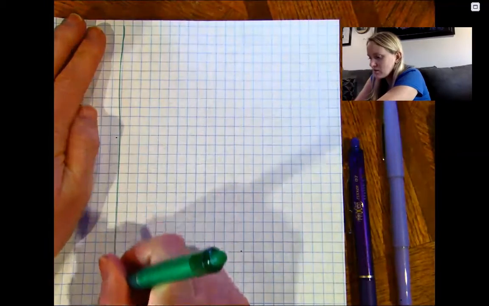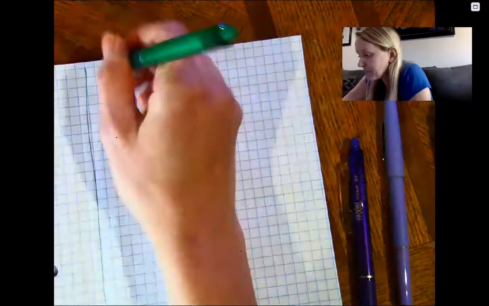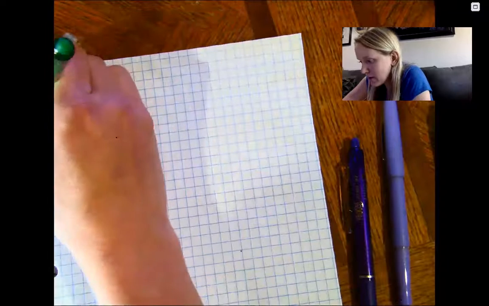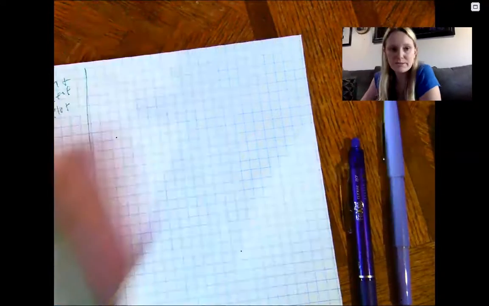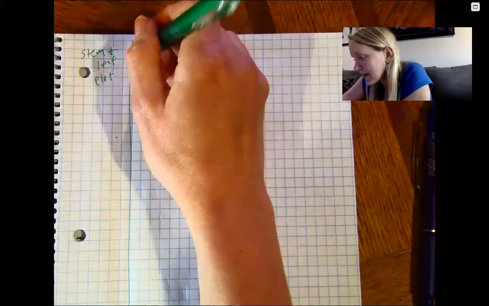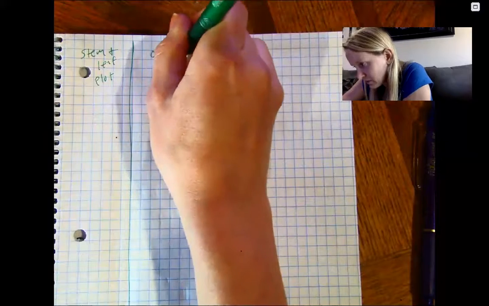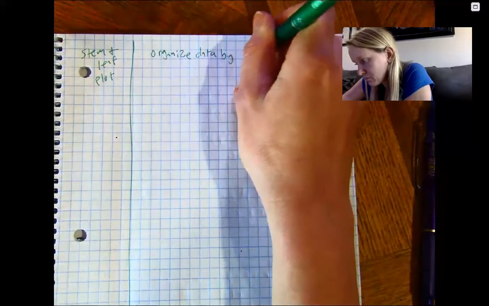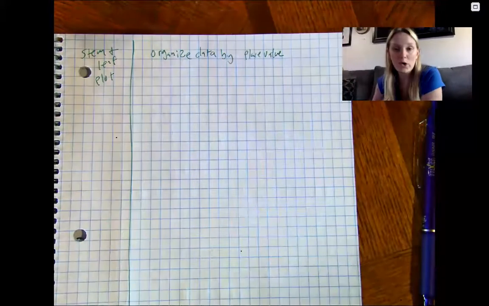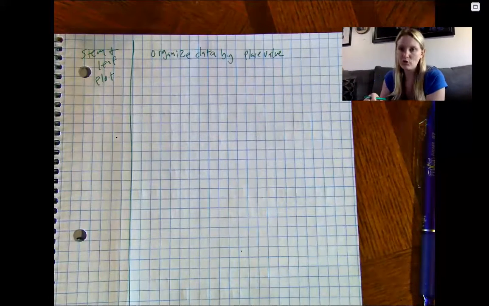Okay, the next one is called a stem and leaf plot. It's literally called this because you have a stem on one side and you add leaves to the end. Stem and leaf plots are different because they organize data by place value.